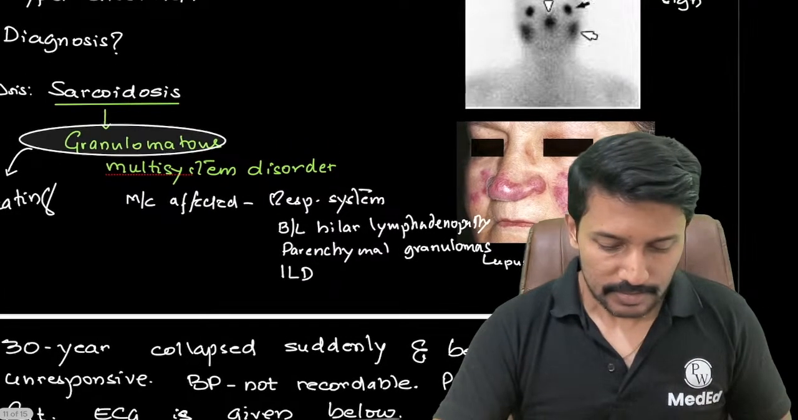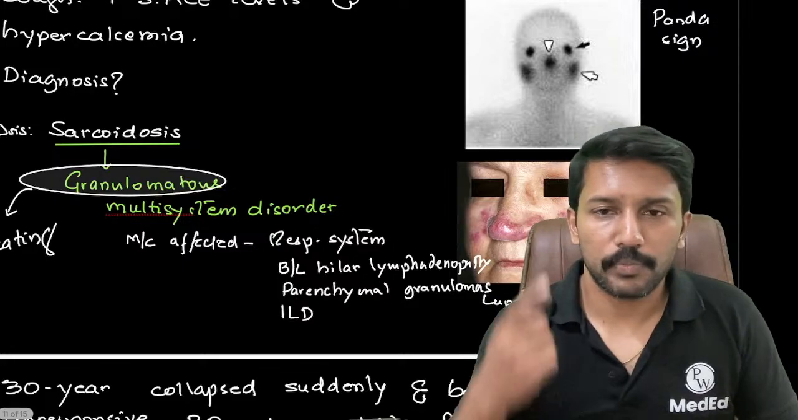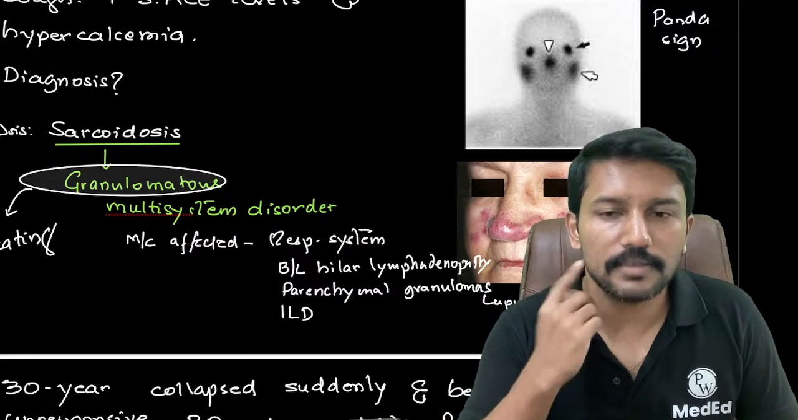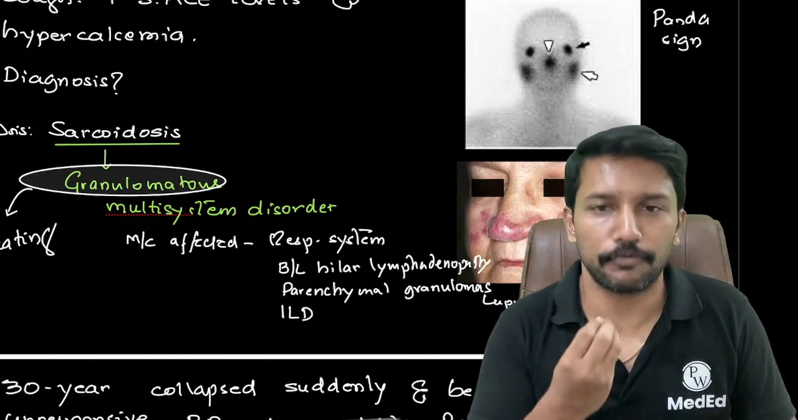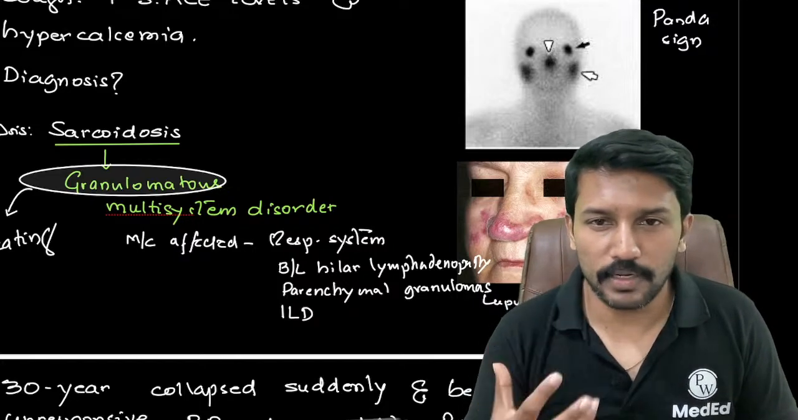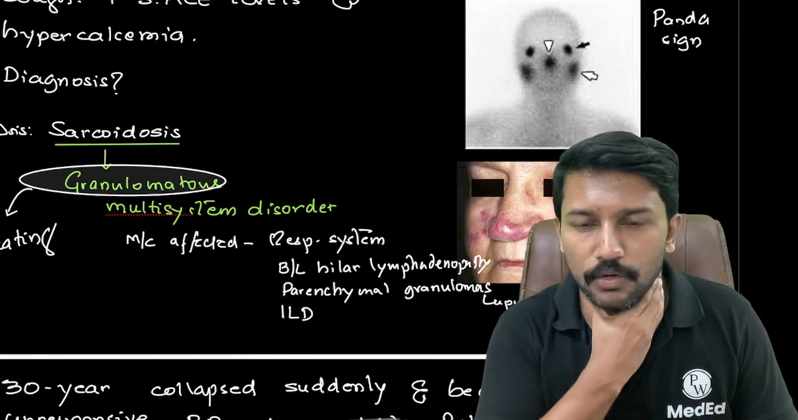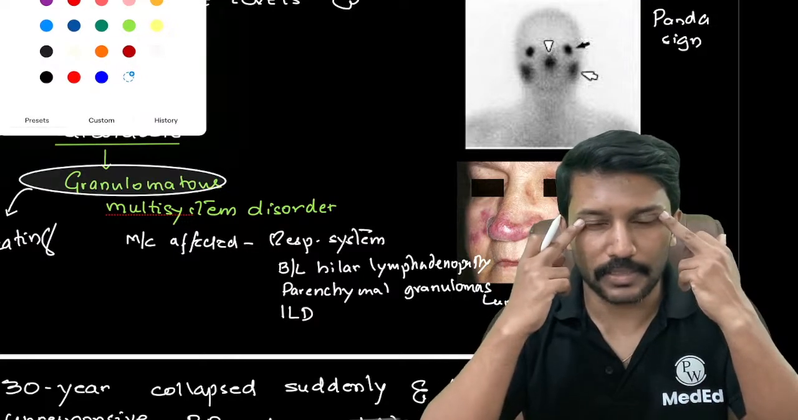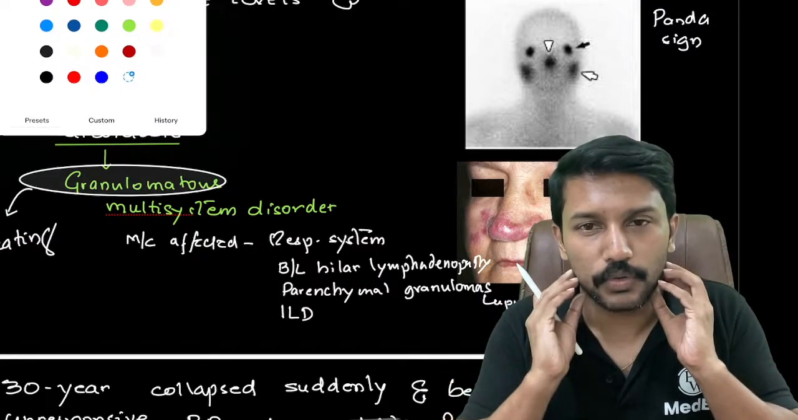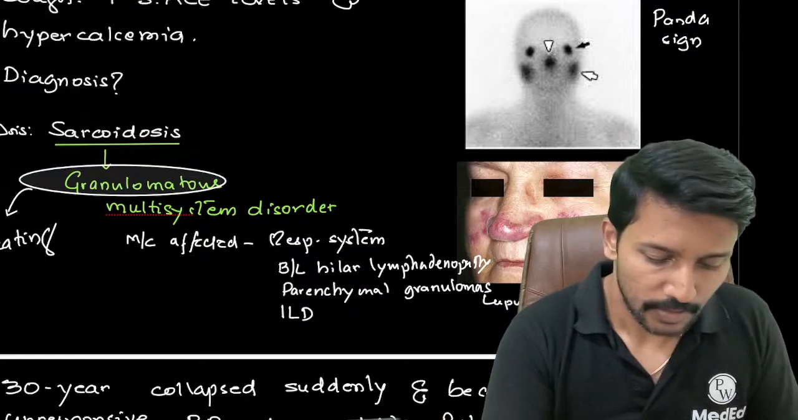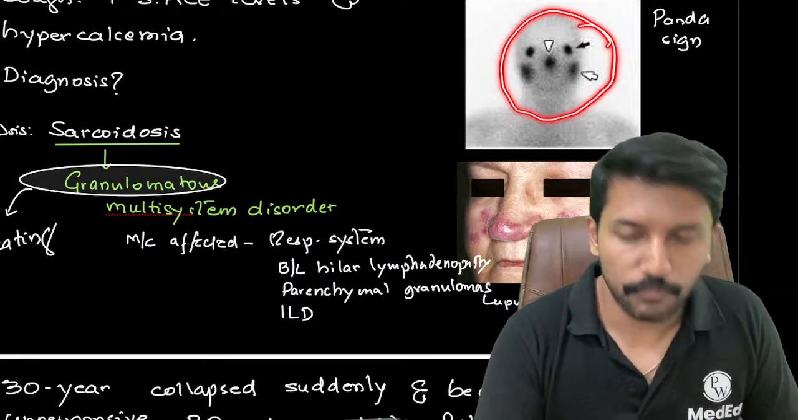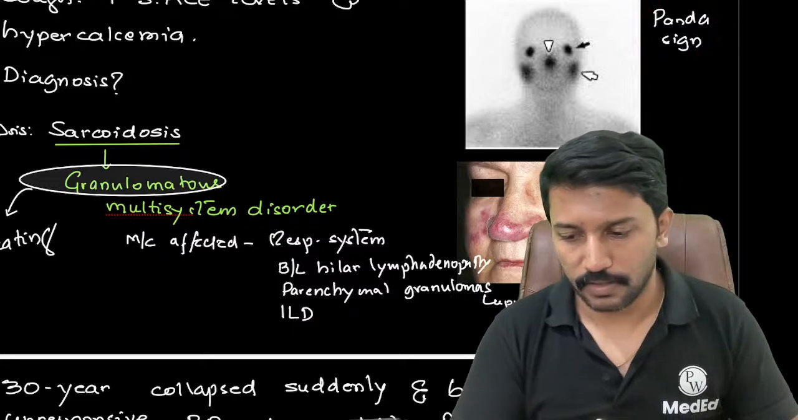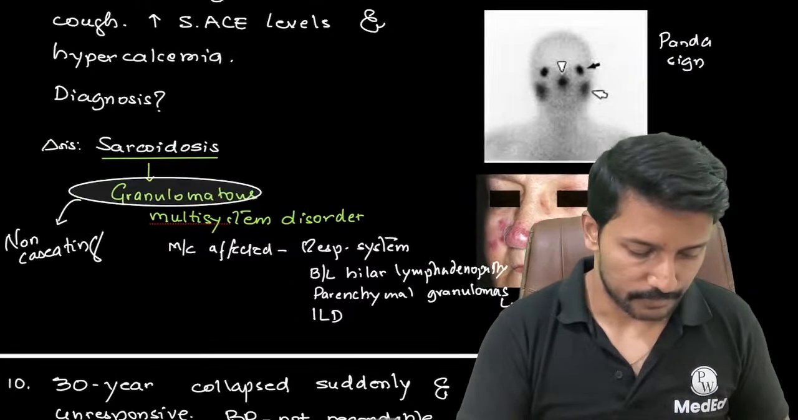Okay. Similarly, the granulomas also happen in your orbital region, right? In your salivary glands and in your nasopharyngeal lymph nodes. So when I do a nuclear scan to look at the activity of these regions, obviously the nasopharynx, orbits and the salivary glands will show increased tracer uptake, and this appearance kind of looks like the face of the panda, and that is why we call it as panda sign.